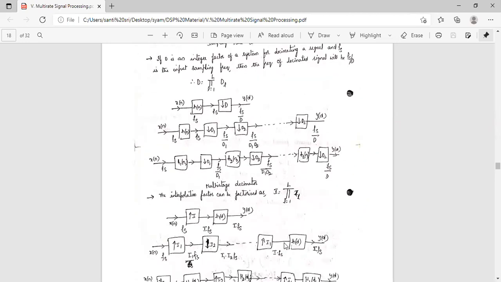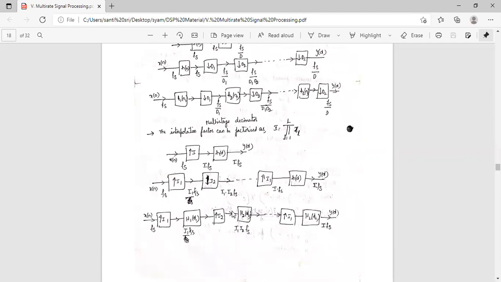In the same manner, the interpolation factor can be factorized as I equal to the product of I_L, L equal to 1 to L. So this is a single stage interpolator I followed by an anti-imaging filter. So this is IFs, and this is the output. Here we are increasing the stages. So this is I1 into F. If it is I2, then I1, I2 into Fs. If it is IN, IFs.